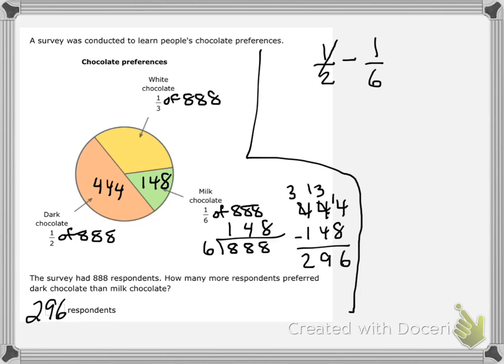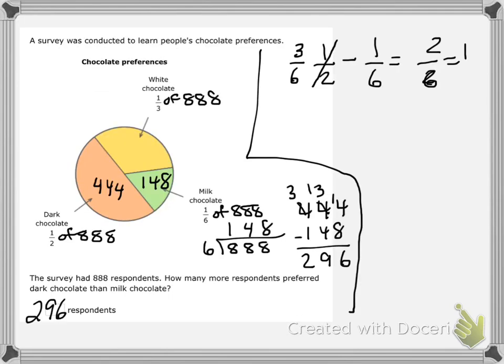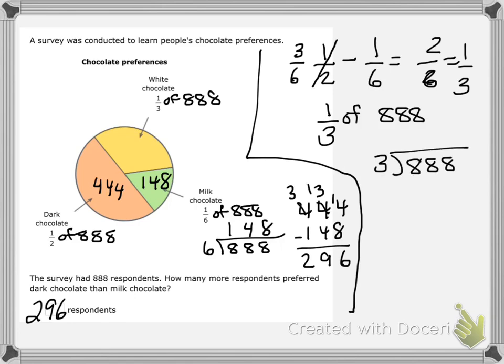I'm going to make an equivalent fraction for 1/2. If I multiply both by 3, that would give us 3/6. When we subtract, we end up with 2/6, or 1/3. Now if I find 1/3 of 888, that should be 296. So I'm going to divide 888 by 3. You could type it into your calculator quick. Let's see if we end up with the same quotient. And yes, we end up with 296.